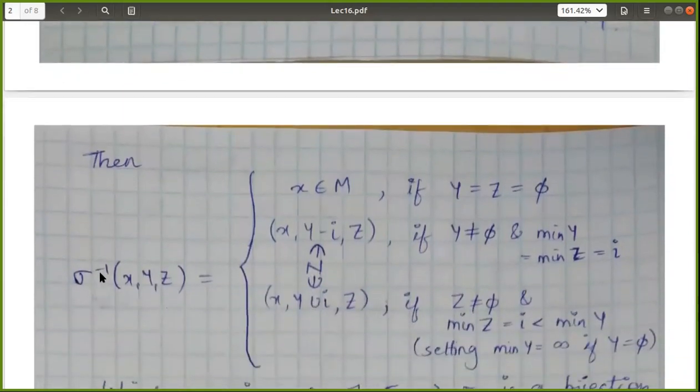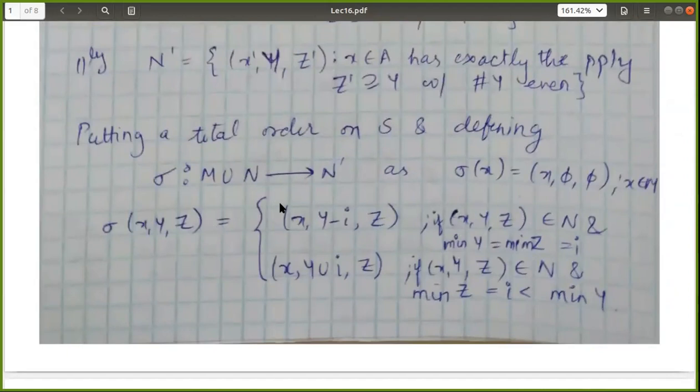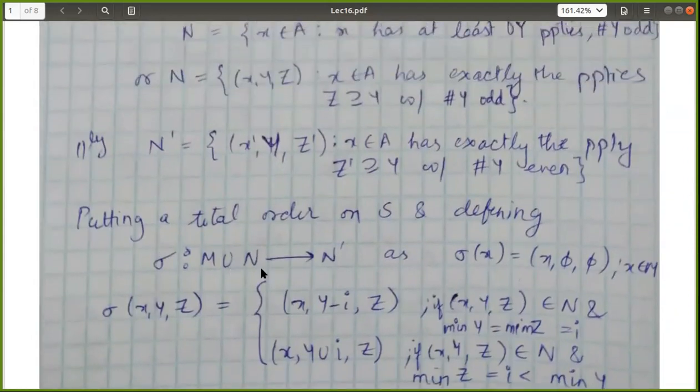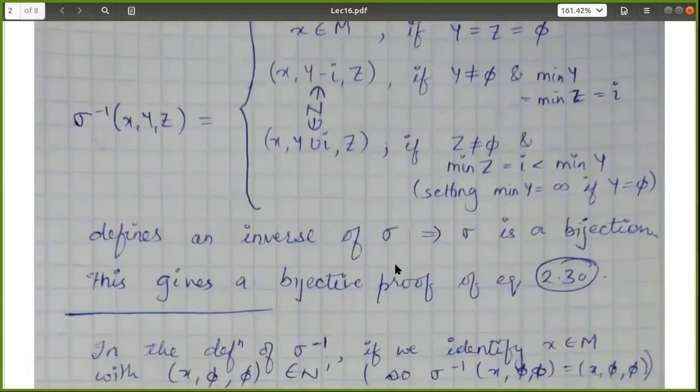So clearly this sigma inverse, I should not have written sigma inverse as of now, but this particular function which is defined in this fashion defines an inverse of the function sigma which we defined here. Therefore, the sigma is a bijection from M union N to N prime. And therefore, this equality holds. All right. So fine.